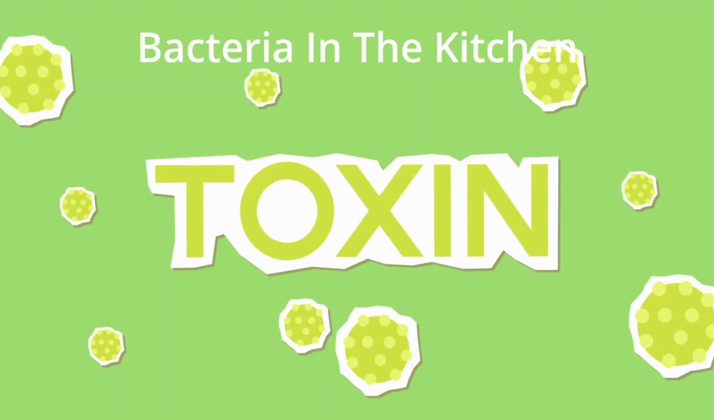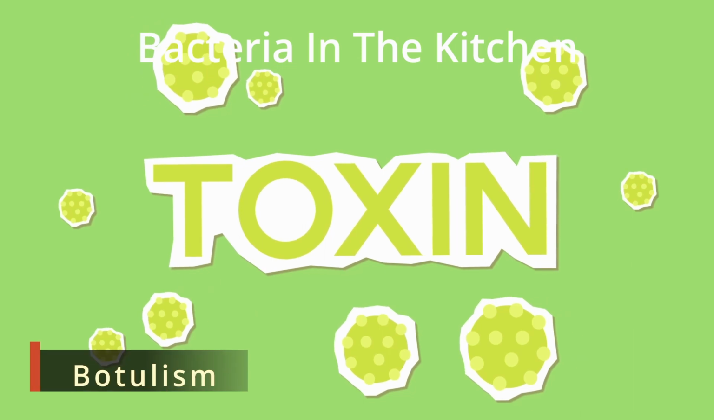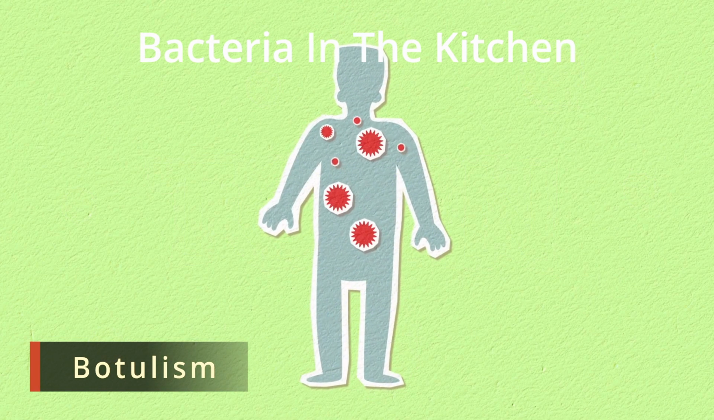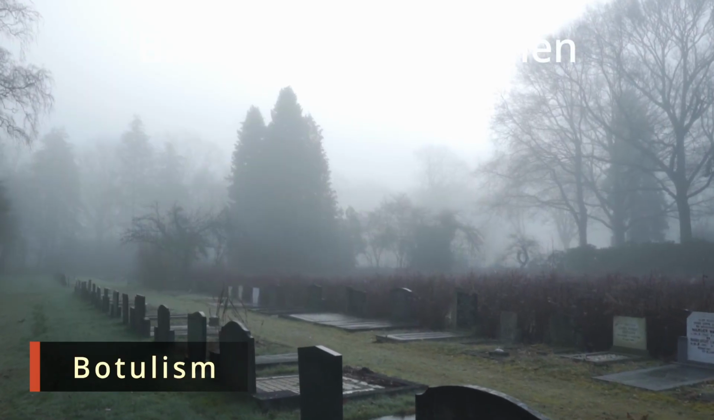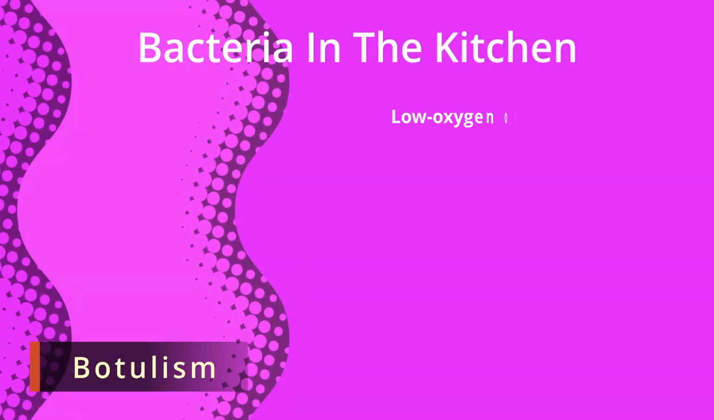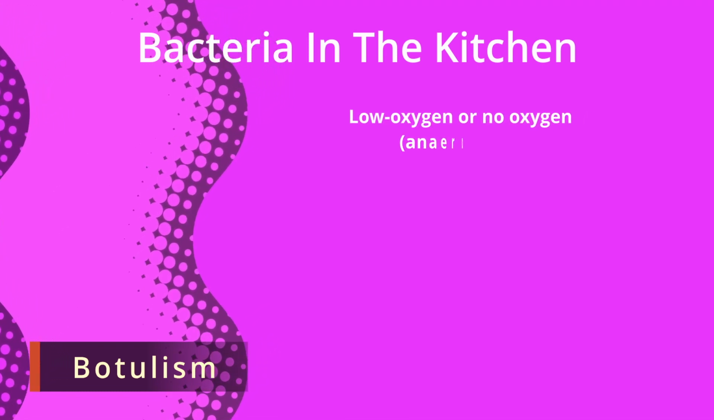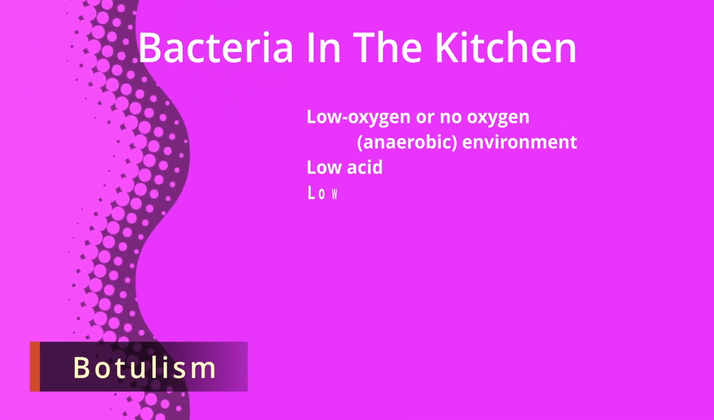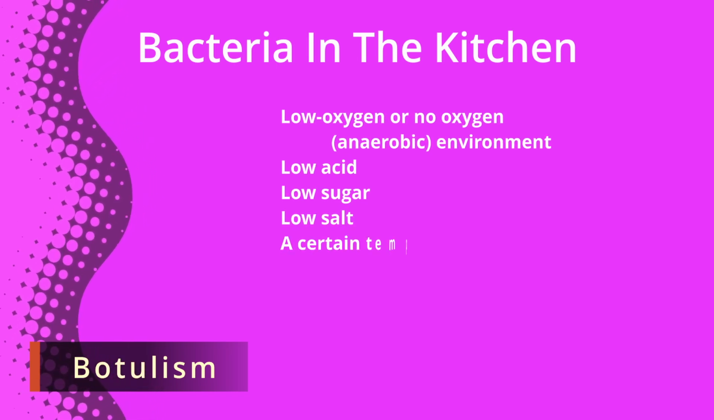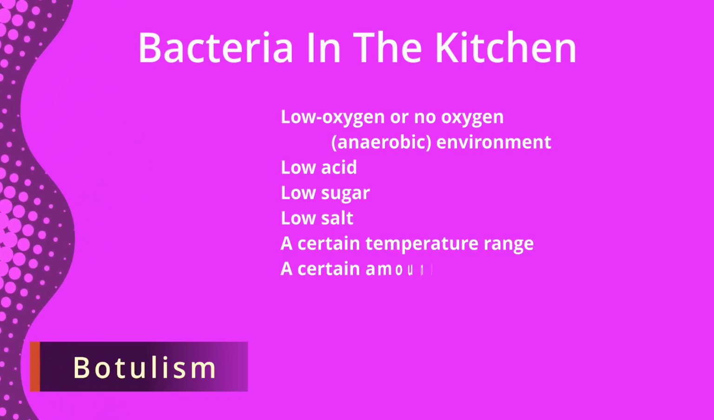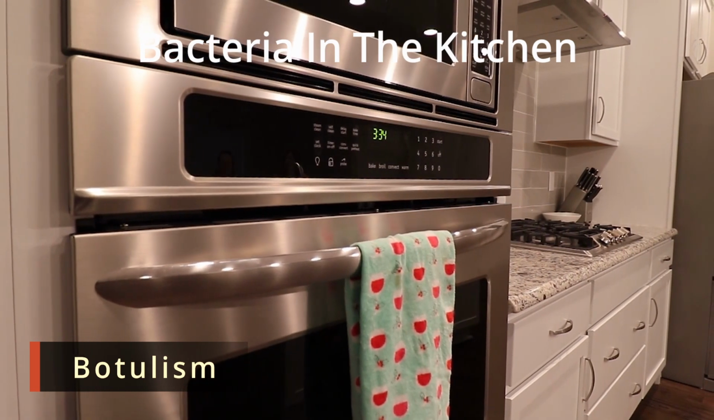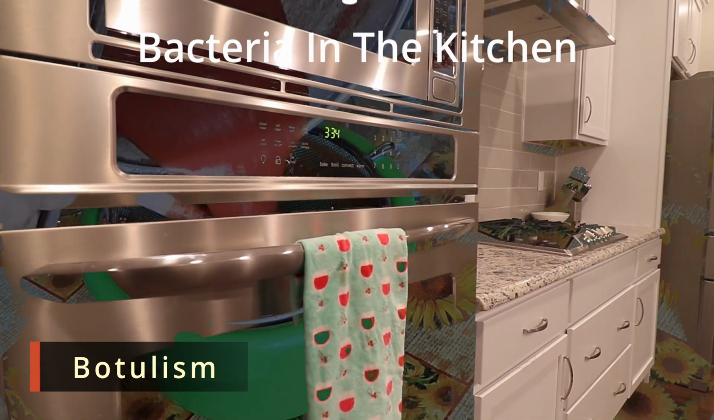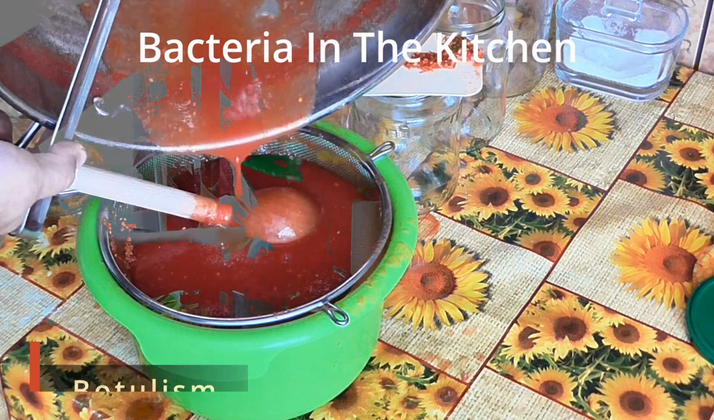The first type of bacteria contamination is botulism. Botulism is a toxin that attacks the body's nerves and causes difficulty breathing, muscle paralysis, and even death. The conditions in which the spores can grow and make toxins are low oxygen or no oxygen, also known as an anaerobic environment, low acid, low sugar, low salt, a certain temperature range, and a certain amount of water. Improperly home-canned foods, preserved foods, or fermented foods can provide the right conditions for spores to grow and make botulinum toxin, which is why it's important to understand canning if you intend to take it up as a hobby.